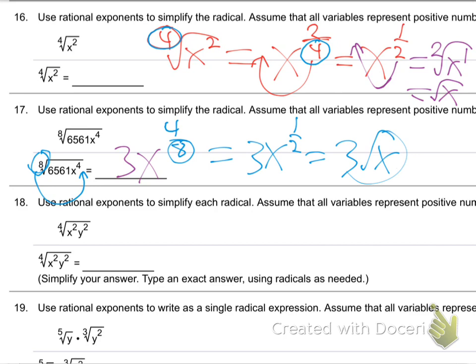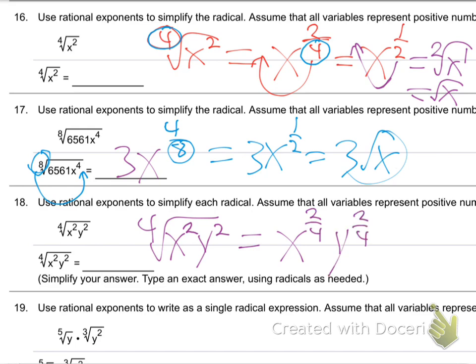Let's try that same thing here on number 18. Number 18 has the 4th root of x squared y squared. So where am I going to put that number in the hook? That 4 in the hook, where's it going to go? Denominator, right? Because to be in the hook is to be in the denominator. So it's going to be x to the 2/4, y to the 2/4. It becomes the denominator for both because it was the root for both. Everybody see that?